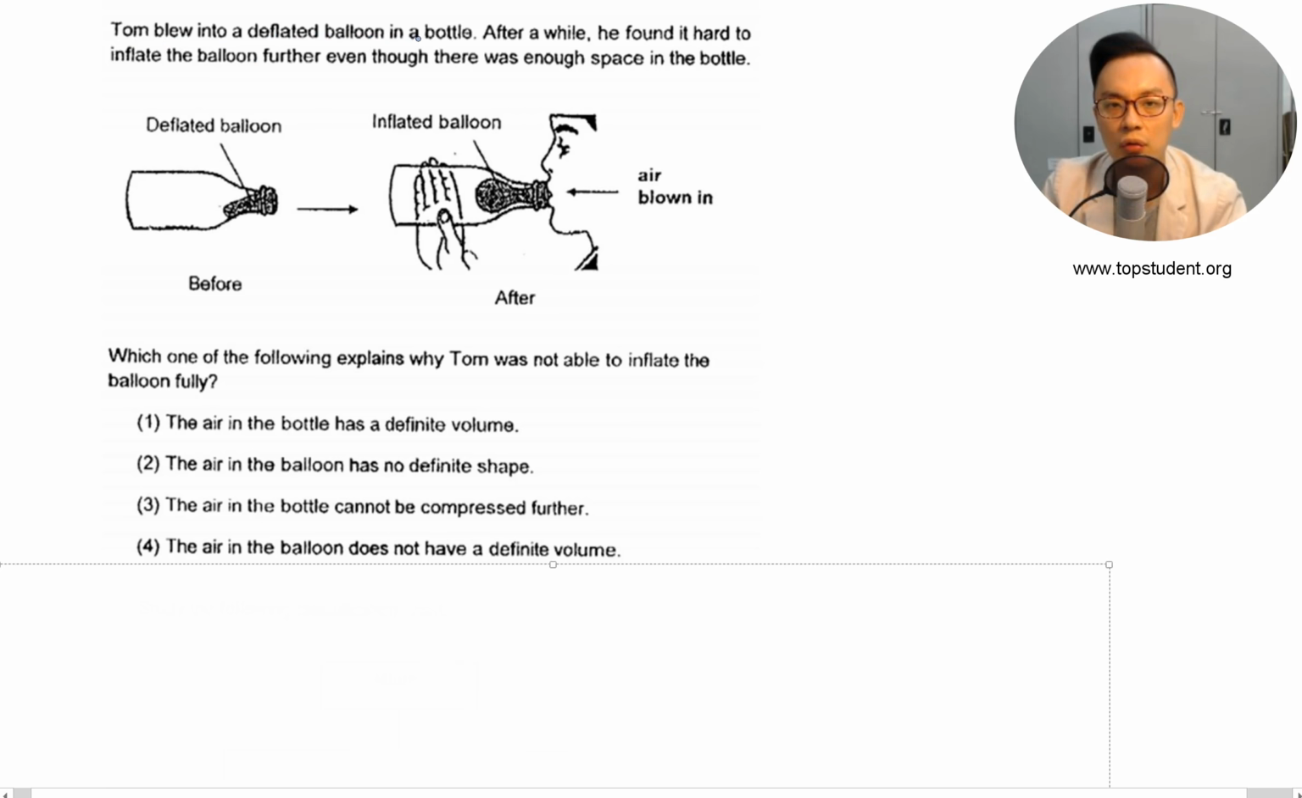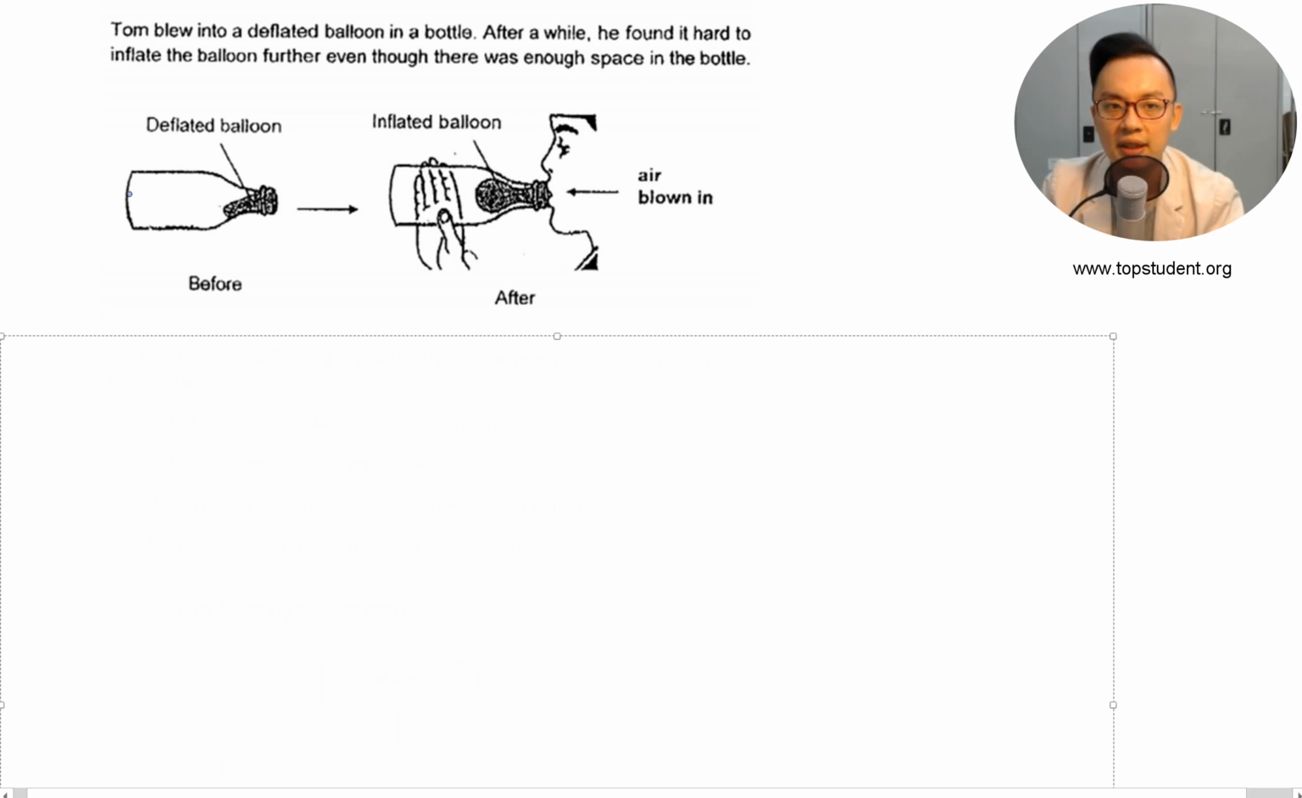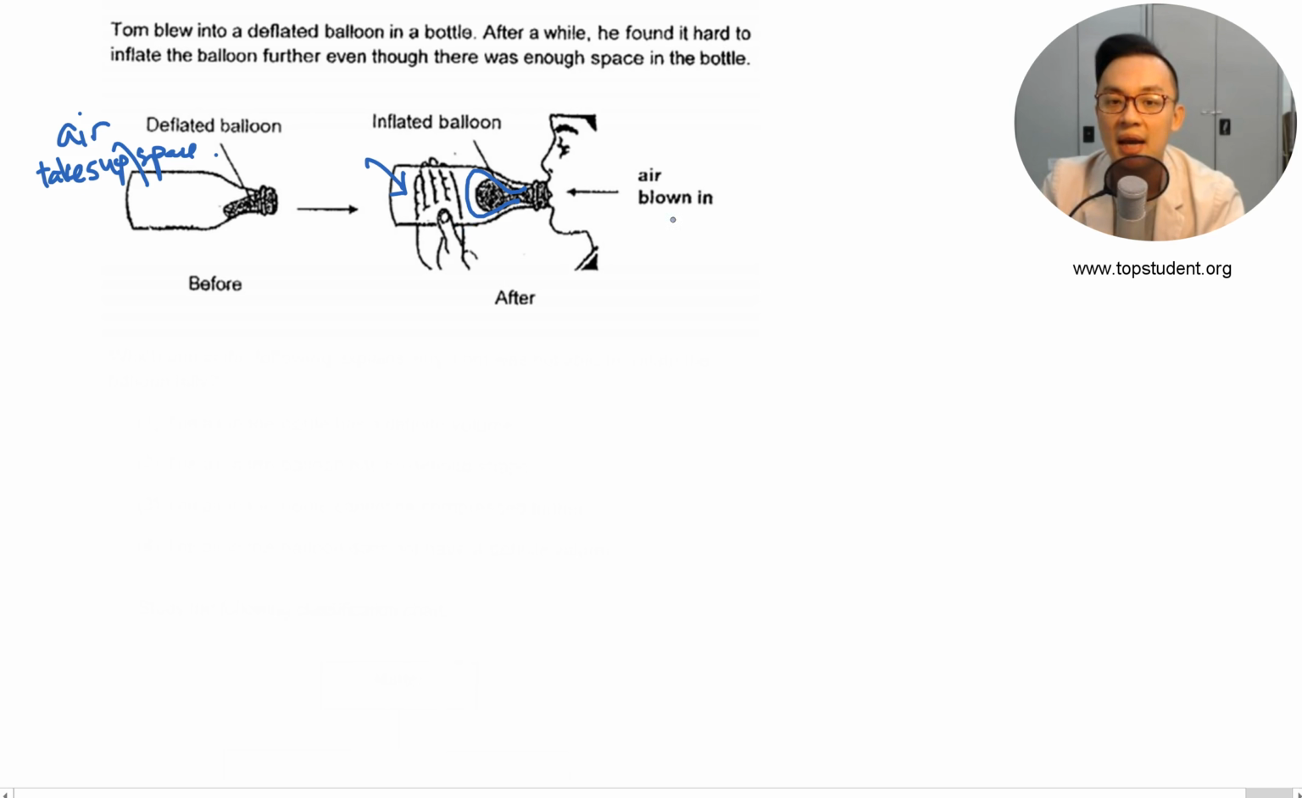Okay, someone blew a deflated balloon in a bottle. After a while, he found it hard to inflate the balloon further, even though there was enough space in the bottle. Why is that so? This question is quite interesting. This is a bottle. A bottle will have air inside, and air is matter. It takes up space. So when you blow, this is new air and it comes in. But this balloon will compress the air that is originally in the bottle. At a certain point in time, you cannot compress it anymore because air takes up space and has mass.